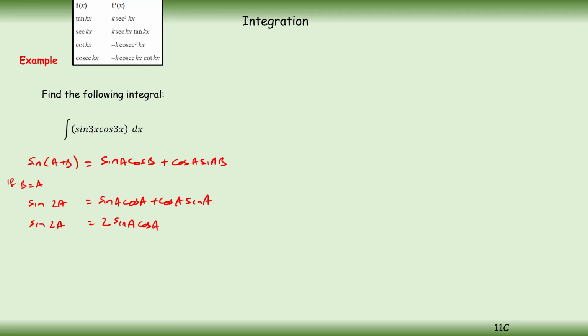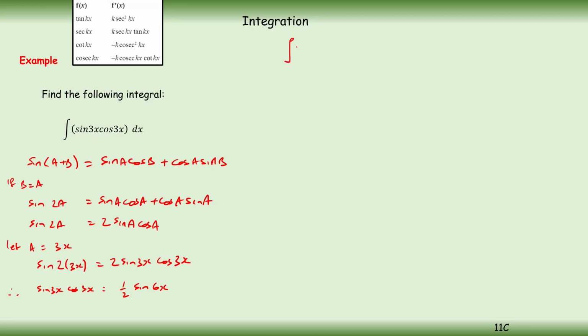Okay, in this case a is equal to 3x, so if we say let a equals 3x, then we can sub back in here. So we've got sine of 2 times 3x is equal to 2 sine 3x cos 3x. And so sine 3x cos 3x is going to be a half of that then. So therefore sine 3x cos 3x is equal to, divide by 2, a half sine of 2 times 3, which is 6, so 6x. Okay, so we can sub that back in the original integral.